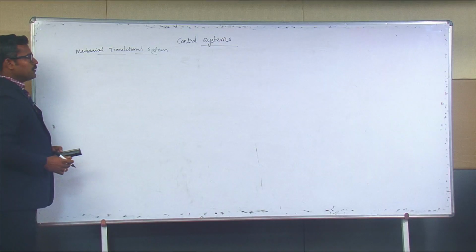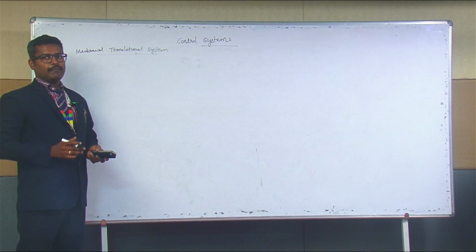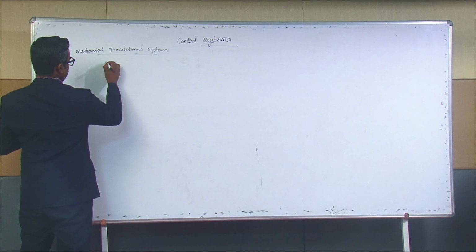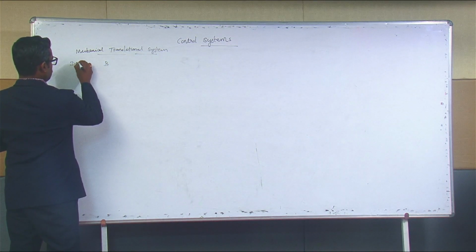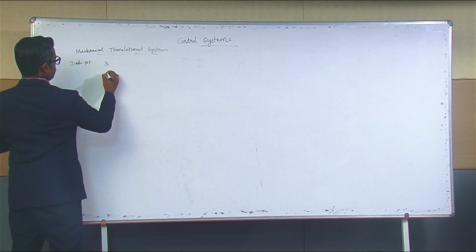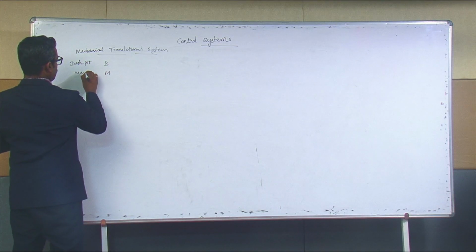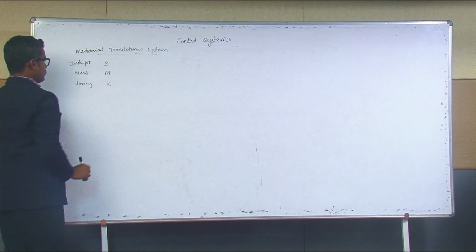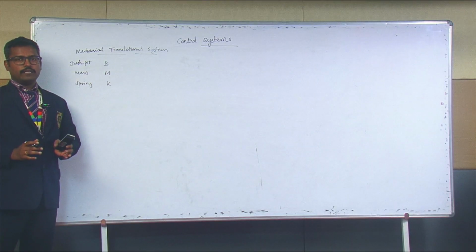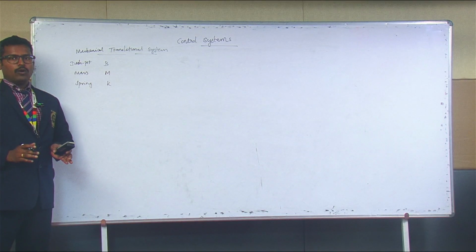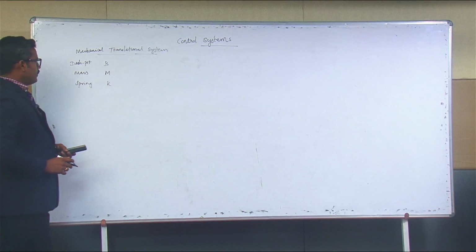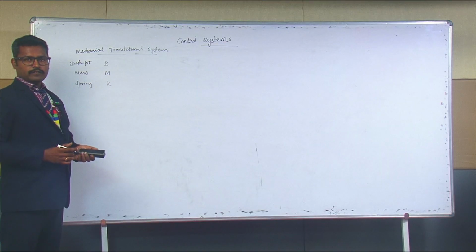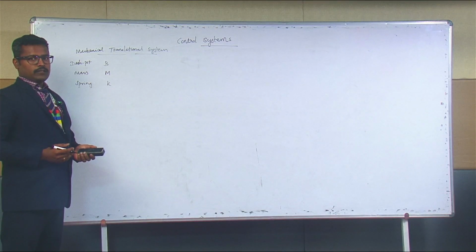There are three main components present in the mechanical translational system. One is B, which is called a dashpot, M, which is a mass, and K, which is a spring. So the dashpot, mass, and spring are the three main components present in all mechanical systems. We have a physical equation which describes each element.